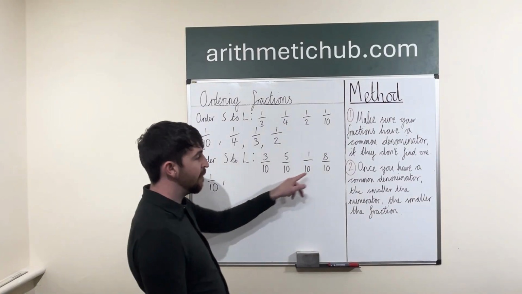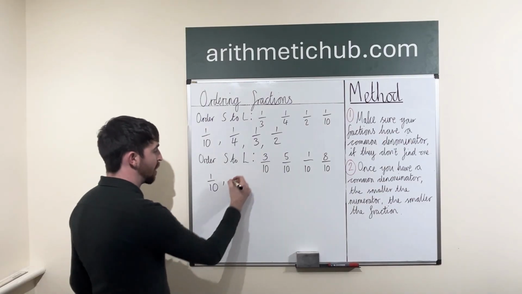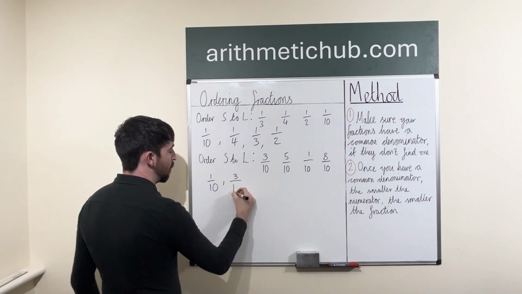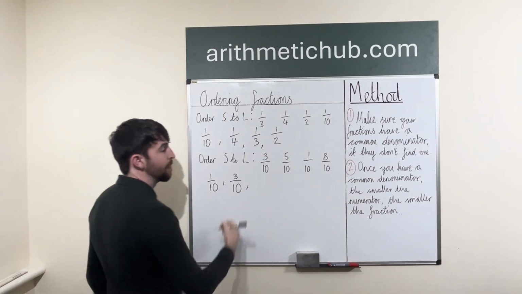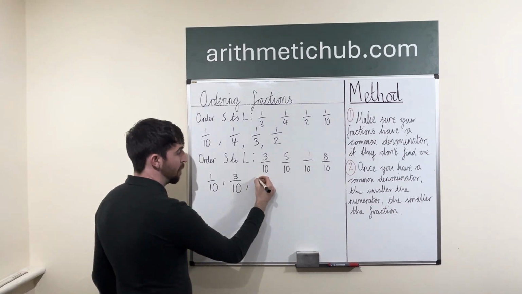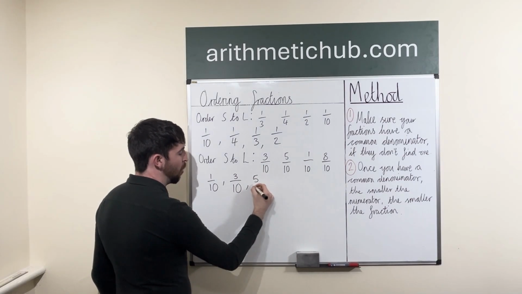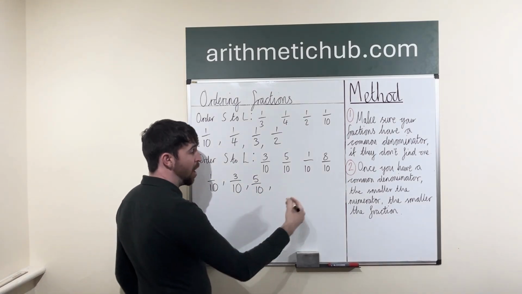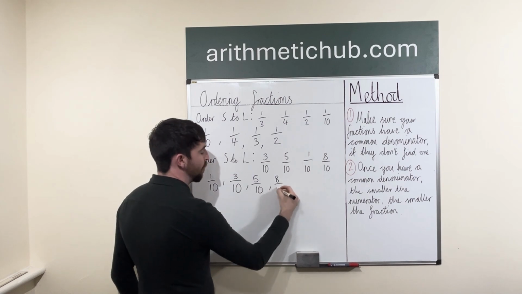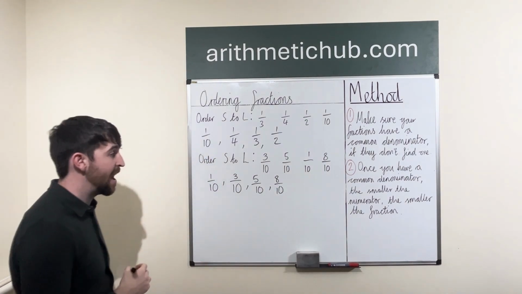I've got 3, 5 and 8. I know the smallest out of those is going to be 3. So my whole's been split into 10 and I have 3 parts out of the 10. My next smallest will be 5/10. The whole's been split into 10 and I have 5 of the 10, and then my largest part would be 8/10. My whole's been split into 10 and I have 8/10.